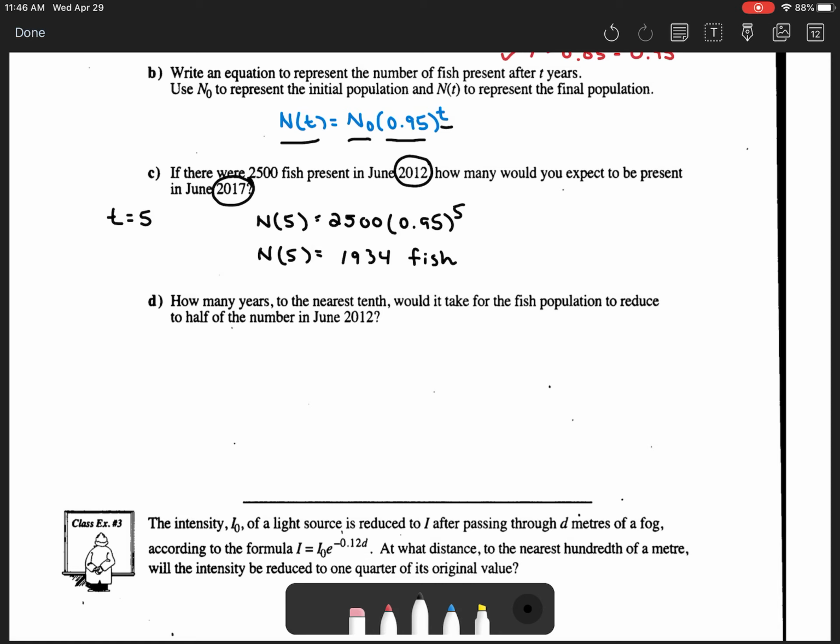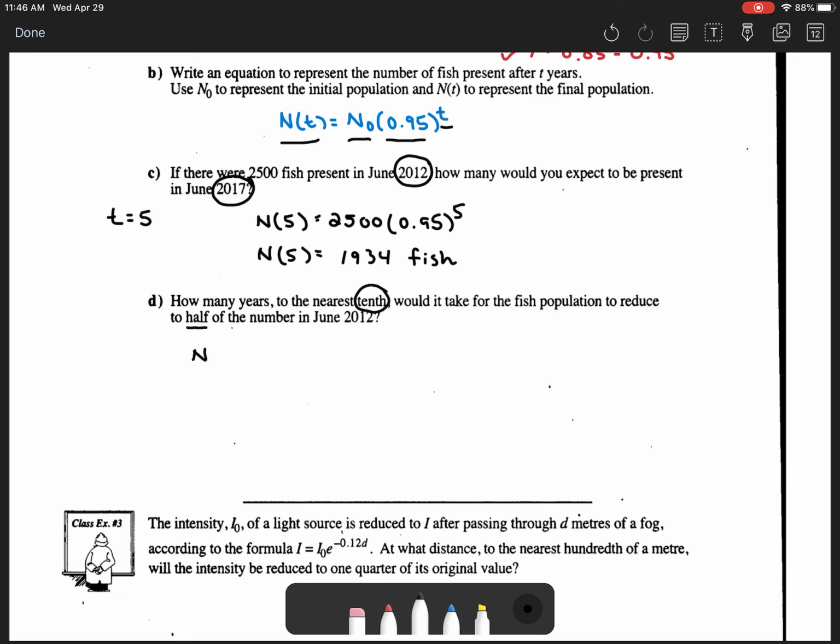Now in D, like I mentioned before, what they're going to do now is most likely give me the y value and ask me to solve for the x, which in this case is the value of t. And that's what they see here. See how many years, to the nearest tenth, so this time to 1 decimal place, would it take for the fish population to reduce to half of the number of fish basically in June 2012.